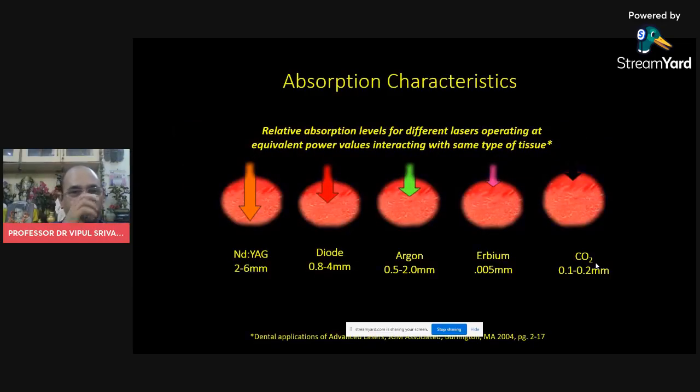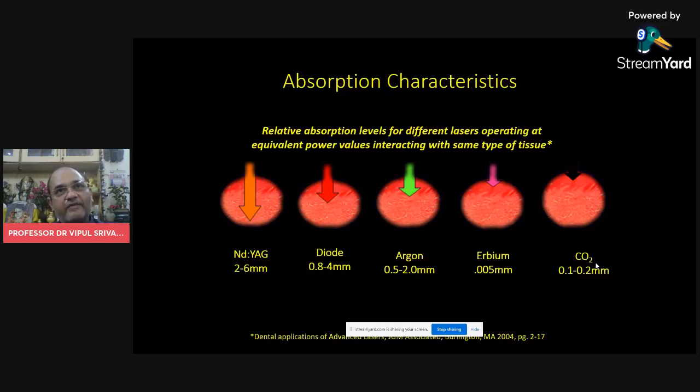So see this particular diagram of absorption characteristics, which is taken from Dental Applications of Advanced Lasers, published in 2004. It was published long back. If you notice here, at that time we had only diode lasers available in near infrared, not even a single visible diode laser. Nd:YAG has a depth of penetration of 2 to 6 millimeters. Diode has 0.8 to 4 millimeters. Argon has 0.5 to 2 millimeters. Erbium is very low, 0.005, and CO2 is 0.1 to 0.2.